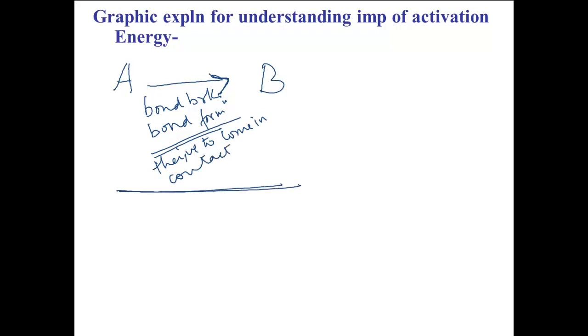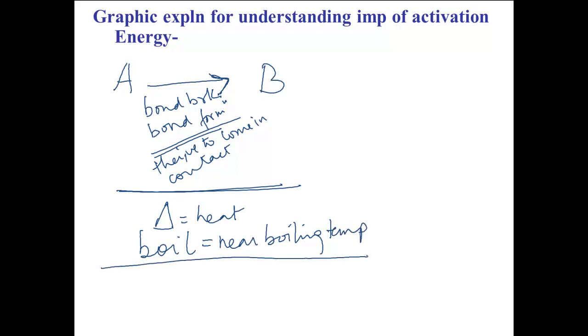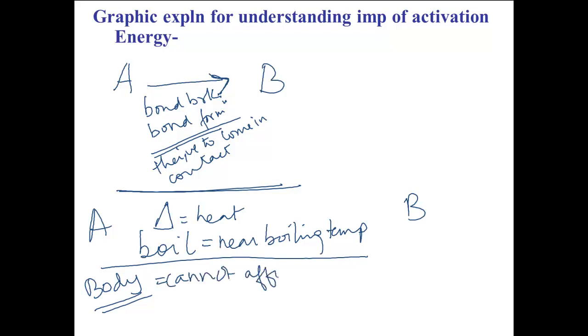In your lab, if you want to put together something, one way that you could do this is heat. Say boil or near boiling. It doesn't have to be boil all the time. Near boiling temperature. And I can have A to B. This is possible. But in your body, you cannot afford to heat up.